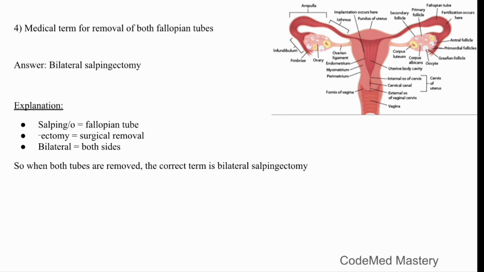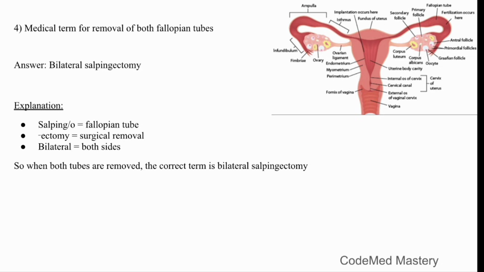You can see the diagram of female reproductive system. There are 2 fallopian tubes. So the medical term for fallopian tube is salpingo. And removal of fallopian tube is known as salpingectomy. Removal of both fallopian tubes is bilateral salpingectomy.